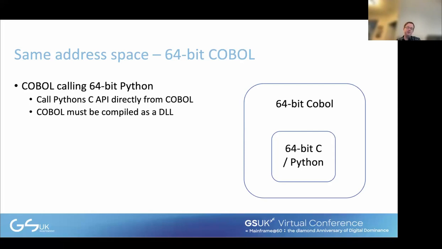Now, if we started with 64-bit COBOL and wanted to call Python, how would we do that? Well, Python has its own C API. It comes as a shared library with a side deck, and because of that, you can link your COBOL programs with it. Because of this, you can call the Python C API, set up the interpreter, run whatever program you want directly within COBOL, and then tear it down and do your cleanup. One restriction to note, however, is that your COBOL must be compiled as a DLL.